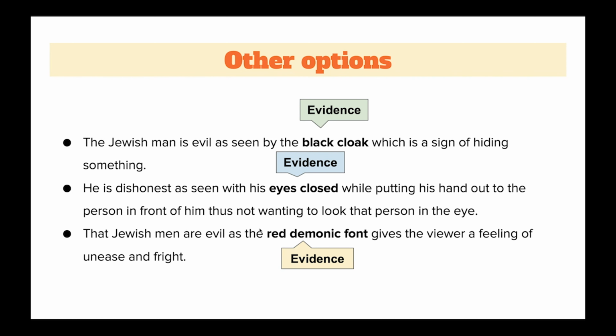As I mentioned, there are other options that you could have had. So don't stress about having a different answer, okay? As long as you have evidence, you'll be fine. So you could have used that the Jewish man is evil as seen by the black cloak, which is a sign of hiding something. He is dishonest as seen with his eyes closed while putting his hand out to the person in front of him that's not wanting to look the person in the eye. And in Western culture, we expect people when they're looking at us to look us in the eye. That Jewish men are evil could be another example, as the red demonic font gives the viewer a feeling of unease and fright. Okay, so they're all different options that you could have had in your answer.